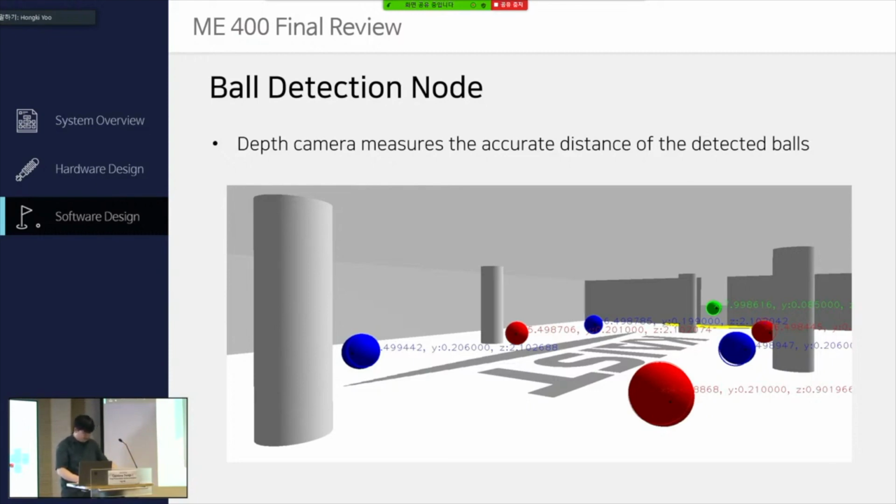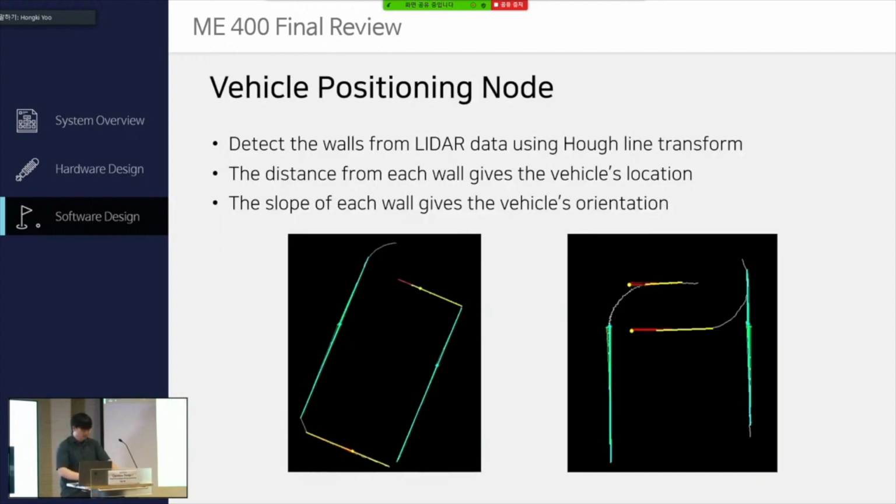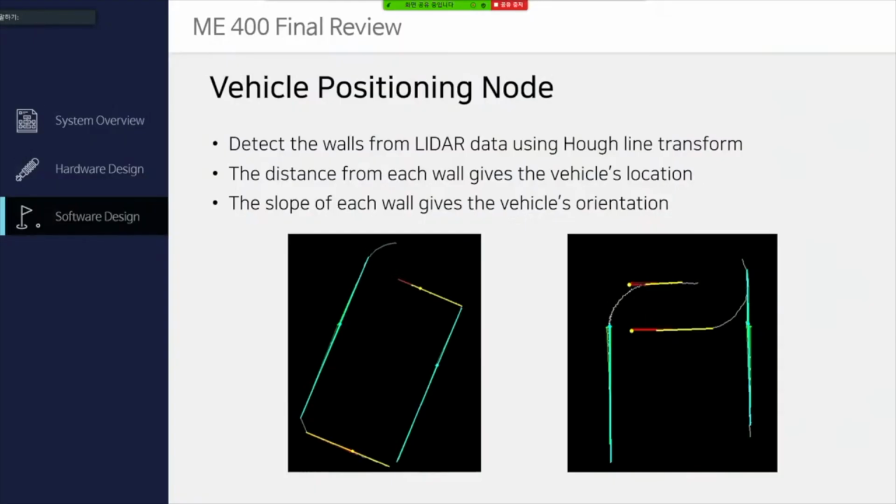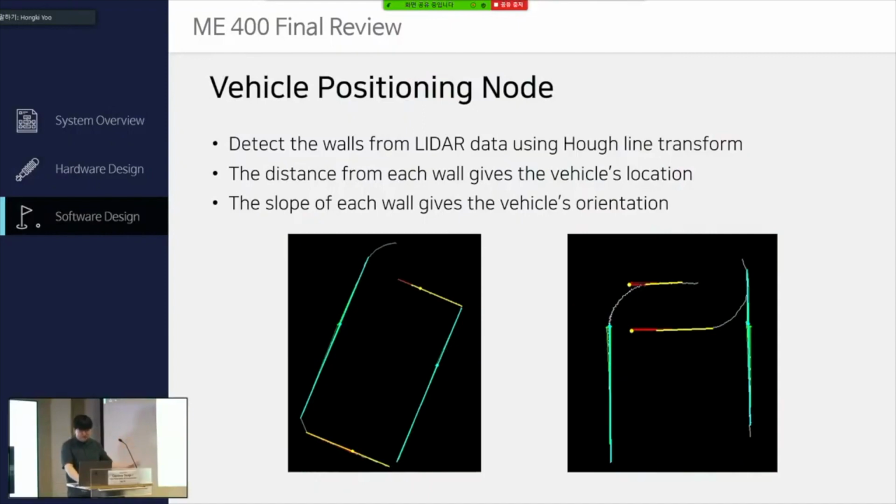Then it calculates and publishes the absolute coordinate of the ball using the beaker position data obtained by the beaker positioning node, which I will introduce on the next slide. The beaker positioning node uses the ball information obtained by LiDAR. After some image processing, it obtains the angle and distance of the balls. The location and the orientation of the beaker are calculated from the balls data with error less than 1 centimeter and 1 degree respectively.